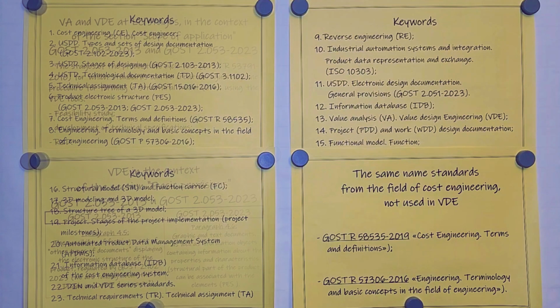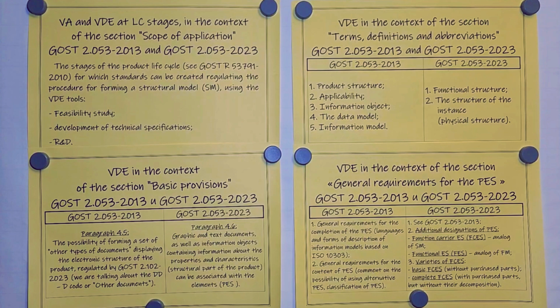It's no coincidence that the list of keywords for this issue contains two editions of a similar standard, namely GOST 2.053-2013 and 2.053-2023, named Product Electronic Structure, General Provisions.